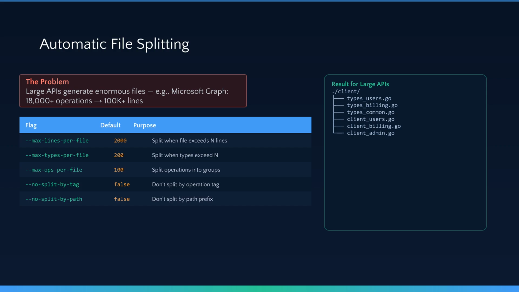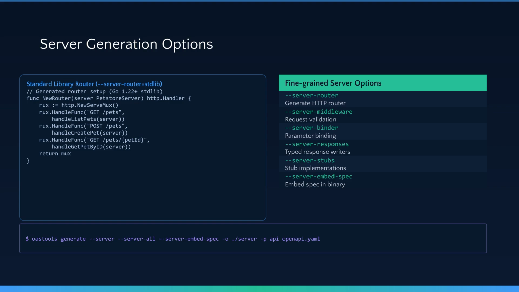Automatic file splitting. Large APIs are a real challenge for code generation. Without splitting, a spec like Microsoft Graph would produce files with hundreds of thousands of lines, unusable in any editor. oastools automatically splits generated code using 3 strategies: by operation tags, grouping endpoints by their tag; by path prefix, like grouping all /users/* endpoints together; and by size limits. You can tune the thresholds or disable specific splitting strategies. The result is a clean directory structure, where each file is a manageable size, and related operations and types are grouped logically.